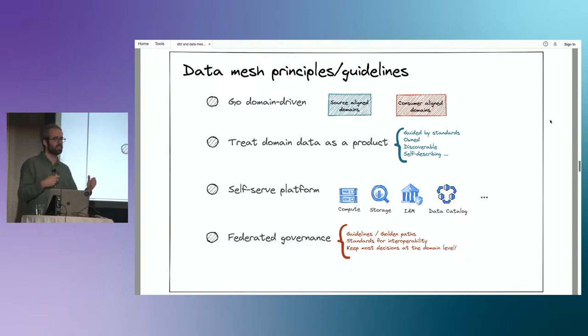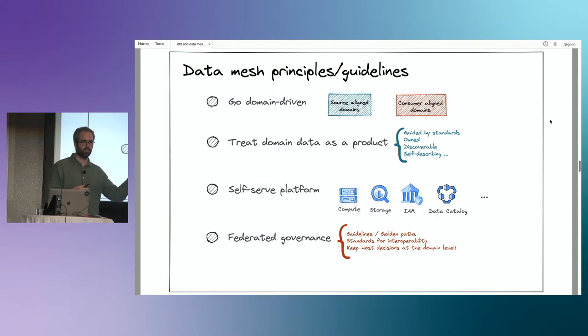Let's see what are the principles and guidelines that are proposed to try to solve these problems. So the first one is go domain driven. If somebody here comes from a software engineering background, you probably know that domain driven is something that was also discussed in the DevOps software engineering track. And this was also done to solve certain problems around the way the organization was structured.